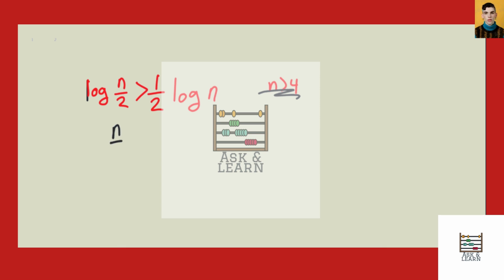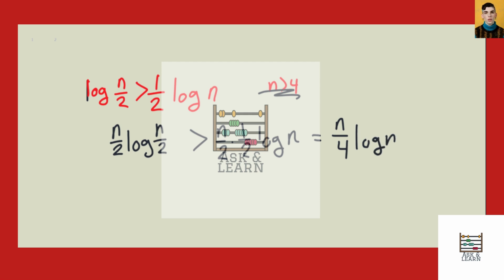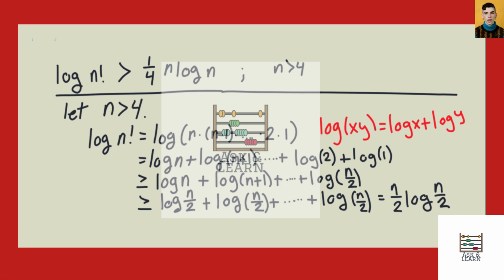our n over 2 log of n over 2 that we left off with is actually going to be greater than n over 2 times 1/2 log of n. Well, this is equal to n over 4 log n, which of course is equal to 1/4 n times log n, right? But if we go to our first page, that is what we're looking for, right?